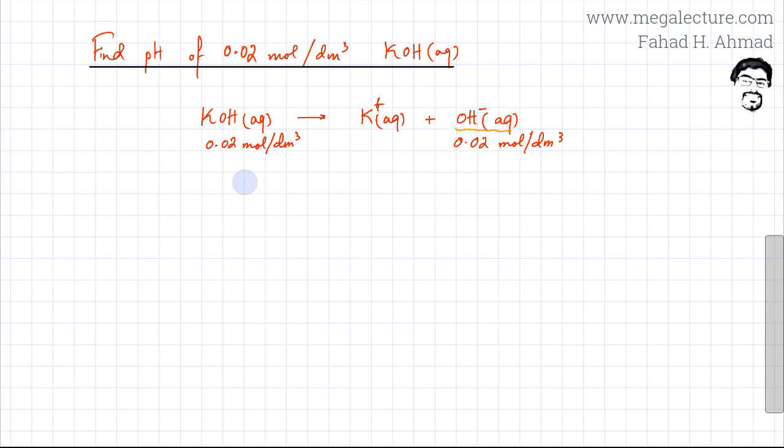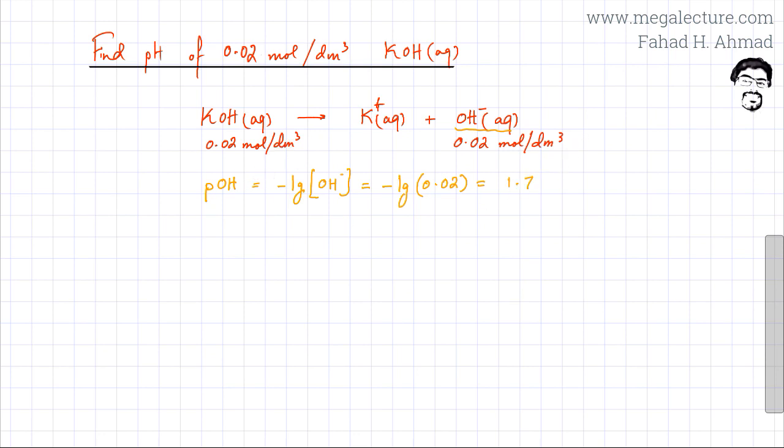So I'm going to take that concentration of OH- ions and instead calculate pOH. pOH would be the negative log of the concentration of OH- ions, which in this case would be the negative log of 0.02 mole per decimeter cube. And the answer that I'm going to get is 1.7. Now remember, this is your pOH. Your pOH value comes out to be 1.7.